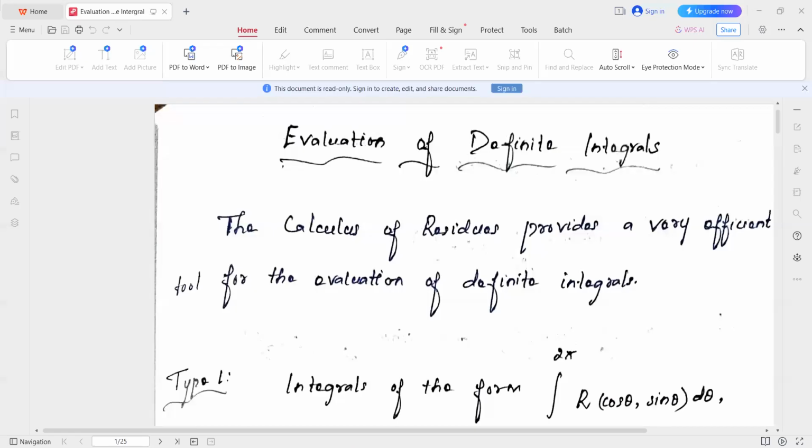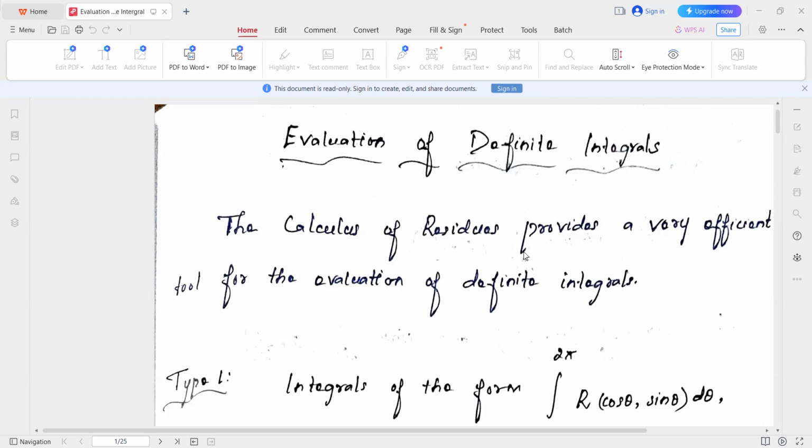In this video, we are going to see how to find the value of definite integrals using Cauchy's residue theorem. I hope the screen is visible to everyone. The calculus of residues theorem provides a very efficient tool for the evaluation of definite integrals.